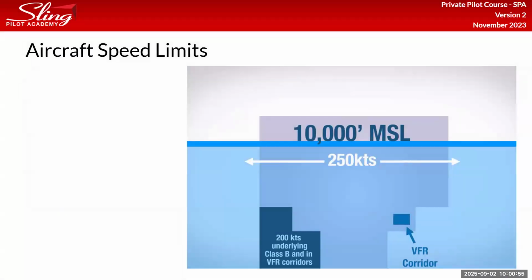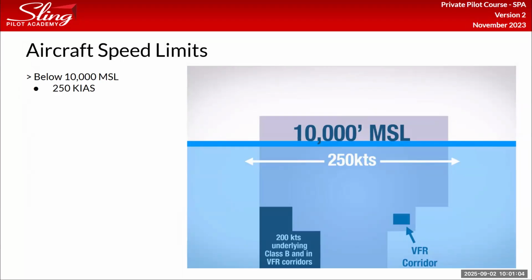Okay, speed limits. We will never have to worry about these in a Sling. We can barely get over 100 most times. We're doing good if we can get like 105. So we need to know the aircraft speed limits for later when we get to the big boys. But the speed limit below 10,000 MSL is 250 knots indicated airspeed. That's what KIAS means. 250 knots indicated airspeed.